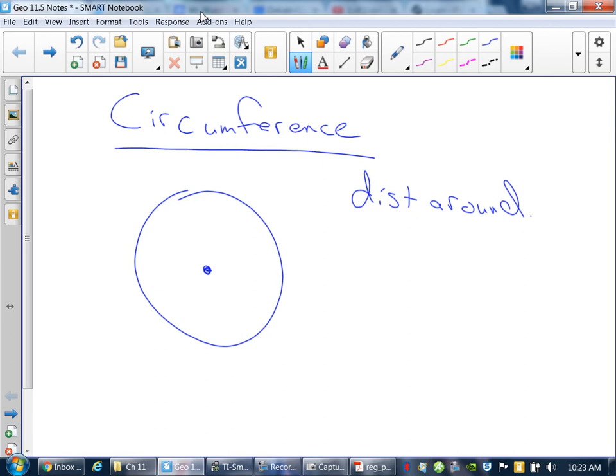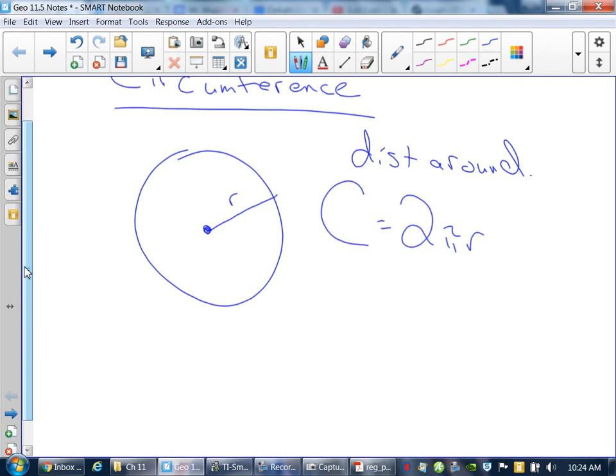Very good. Circumference was equal to 2 pi r. We also wrote it one other way as well. What's that? Pi times the diameter. Because twice the radius is always a diameter. So those were the two ways that we wrote out circumference back in last week-ish.